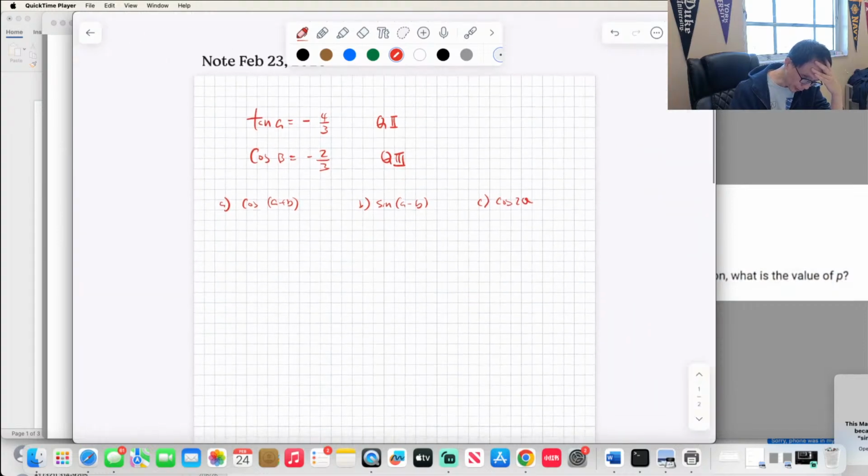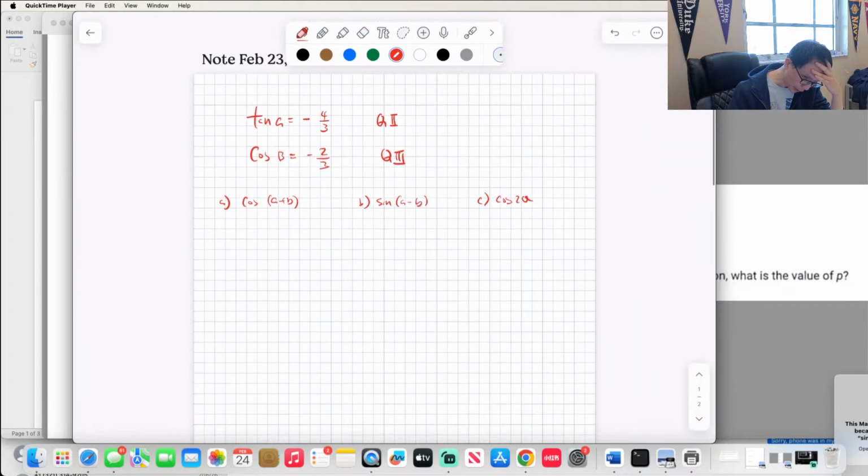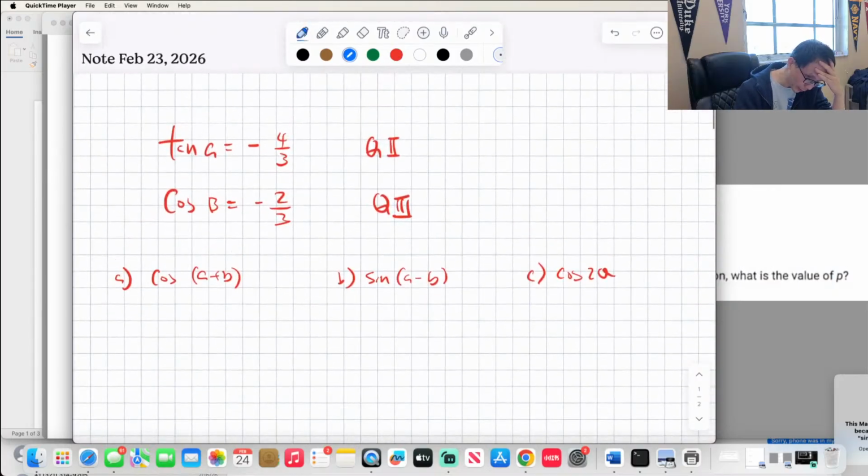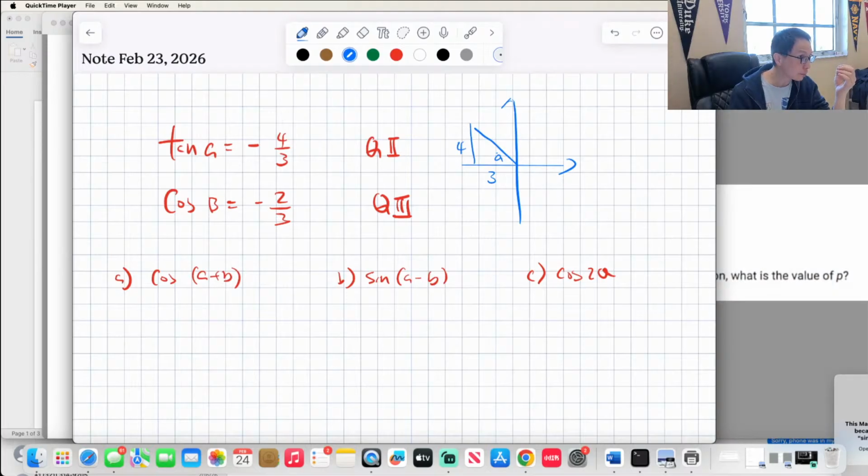So the only part that's important is to write down the quadrant for A. So A is in the second quadrant, so it's going to be right here, and this is going to be A, and this is going to be 4, and this is going to be 3. Which one needs to be negative? 3 needs to be negative, so this is 5. Hypotenuse is always positive. Is that okay?